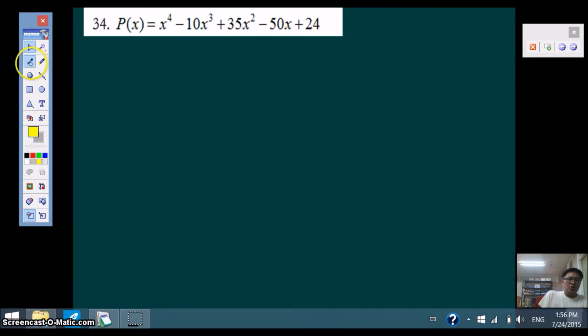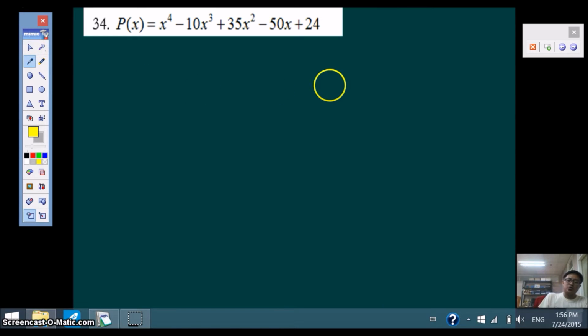Given the polynomial x to the fourth minus 10x cubed plus 35x squared minus 50x plus 24, what are the zeros of this polynomial? First, the degree of this polynomial is 4, so we are expecting 4 zeros. We don't know how many of those 4 zeros are rational numbers or complex numbers.